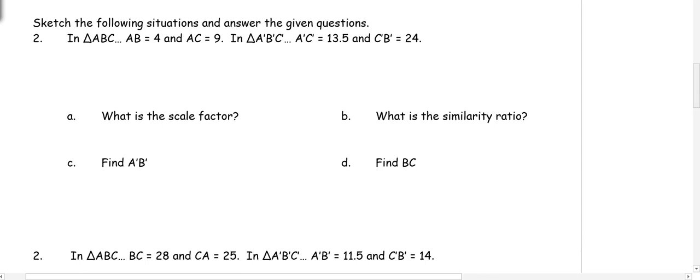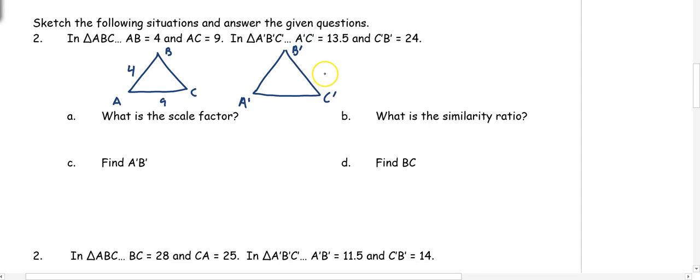So in number 2, sketch the following situations and answer the given questions. So we're going to draw the two triangles A, B, C, and A prime, B prime, C prime. So A, B, C. They told us that AB is 4 and AC is 9. And then we have A prime, B prime, and C prime. So A prime C prime is 13.5 and C prime B prime is 24.